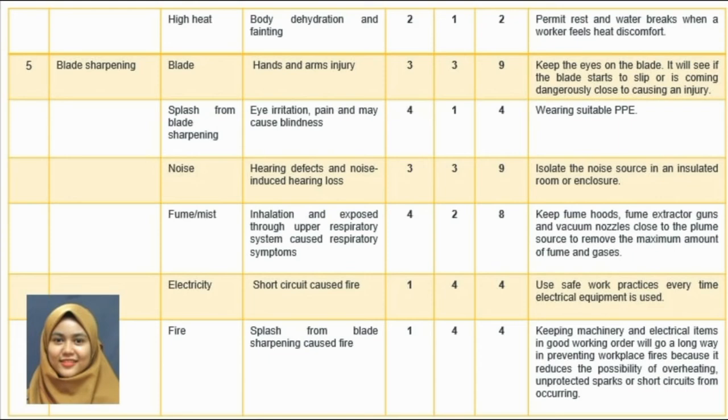Okay, the fifth activity is blade sharpening. The first type of hazard is the blade. The effect is hands and arms injury. The risk assessment is 339. The action is keep the eye on the blade to see if the blade starts to slip or is coming dangerously close to causing an injury.